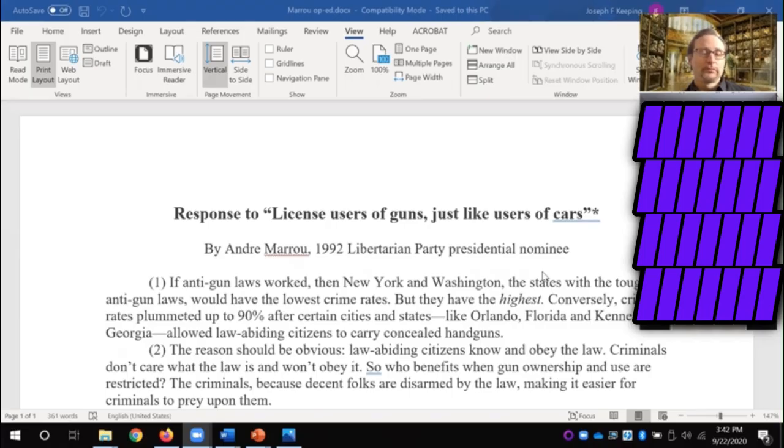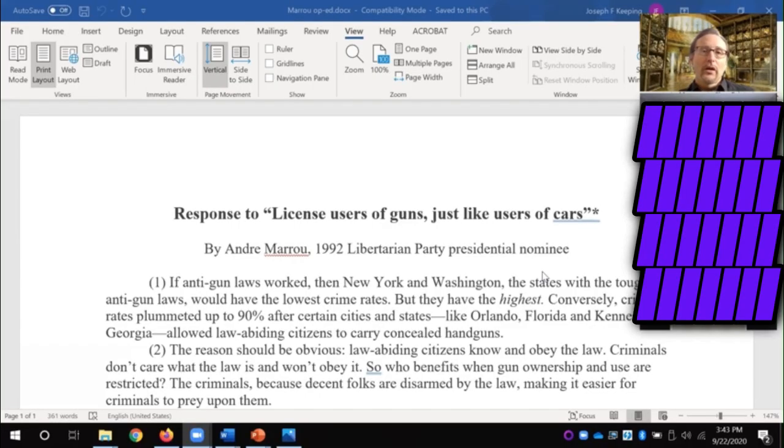Who wrote it? Come on, this is an easy one. A wild guess and say Andre Marou. Yes, I'm pretty sure you rolled a 20 on your perception check there, because you're absolutely right. Andre Marou, and who is Andre Marou, and why should we care?